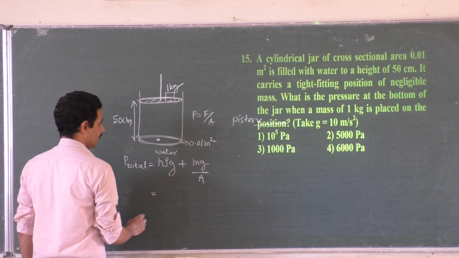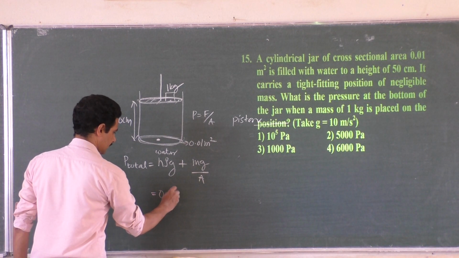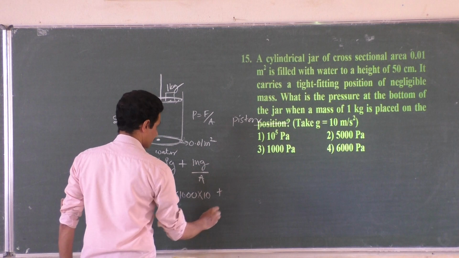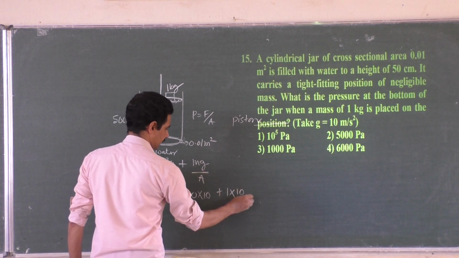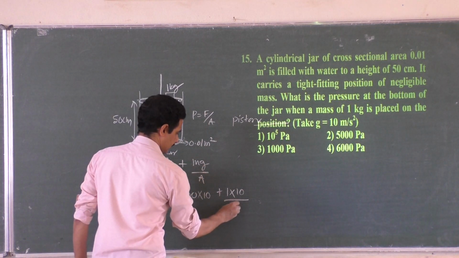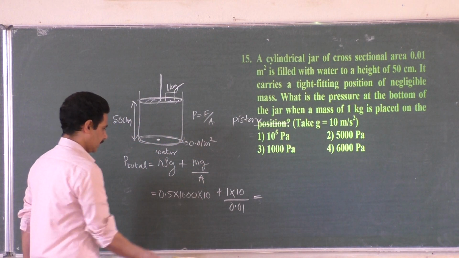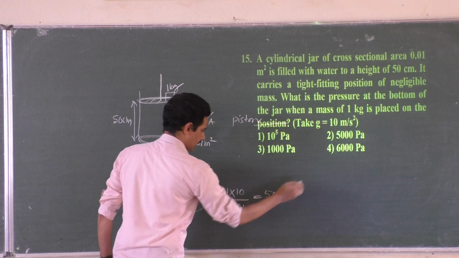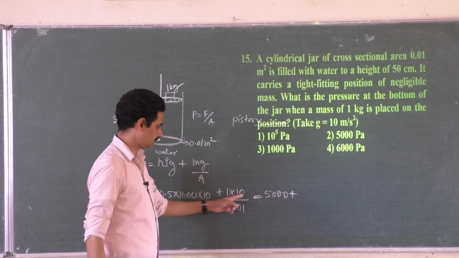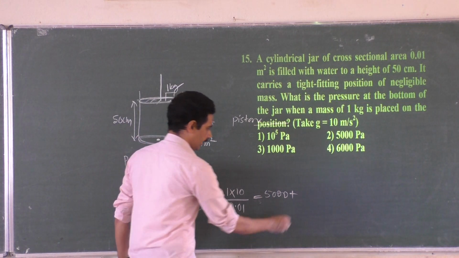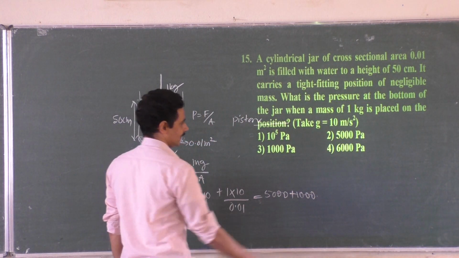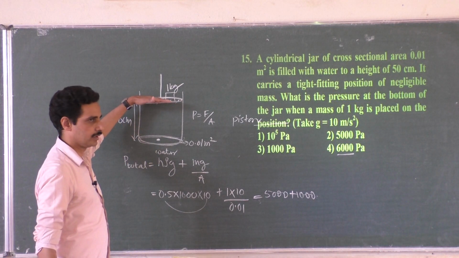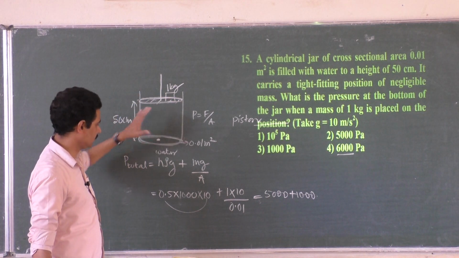So substitute it here. Height is 50 centimeters, 0.5 meters, density of water is 1000, g is acceleration due to gravity 10, plus the mass that is kept is 1 kg, g is 10, area is 0.01 meter square, that is in SI system. This becomes 10 into 0.5, 5000, plus this becomes 10 to the power 2 when it comes to the numerator, 1000. Total is 6000 pascals. So pressure due to the piston is force per unit area, mg by area, and pressure due to water is h rho g.